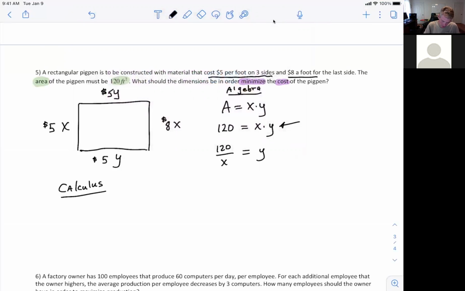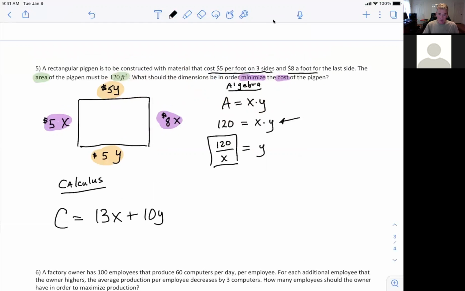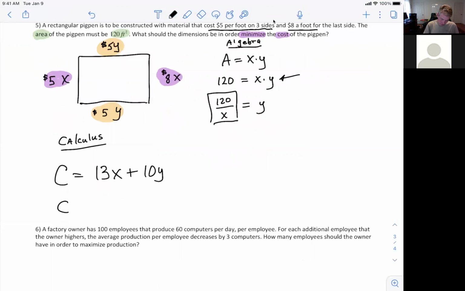So I'll use C for cost. Well, for the cost, there is 5x plus 8x. So that's going to be 13x for the left side and the right side. And then this is going to be 5y plus another 5y. So that means there's 10y for the cost. And then I have one of those situations where there's too many variables, x and y. So then just replace the y with 120 over x. So cost will equal 13x. That one could stay there. And then 10, and then replace y with 120 over x.